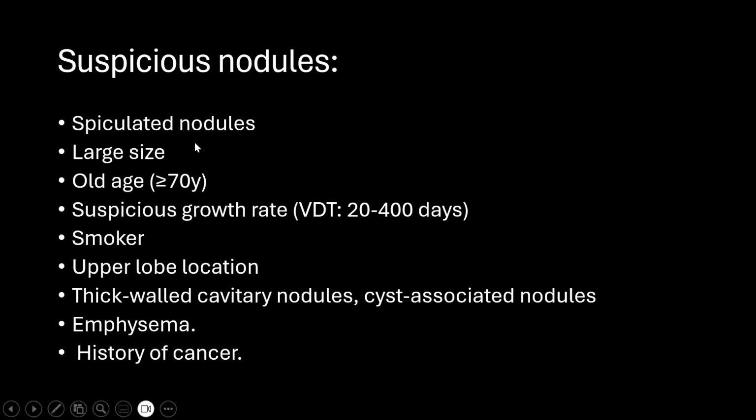Suspicious nodule features: spiculation, large size, old age of the patient. It has a suspicious growth rate. The growth rate between 20 days to 400 days is the range for suspicious lesions for cancer. Less than that could be inflammatory or infective. More than that could be adenocarcinoma, because adenocarcinoma is slowly growing. Of course, smoking and upper lobe location are also suspicious. Other suspicious morphology: thick-walled cavitary nodules or cyst-associated nodules, as we mentioned, suspicious for adenocarcinoma. Of course, emphysema and history of cancer.